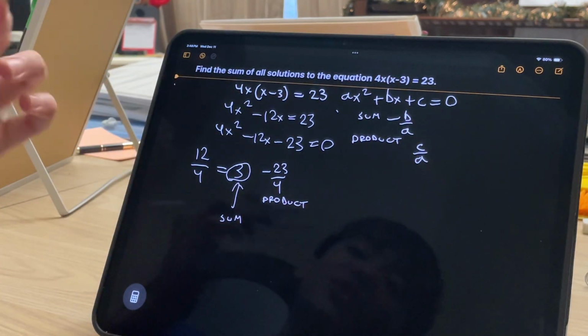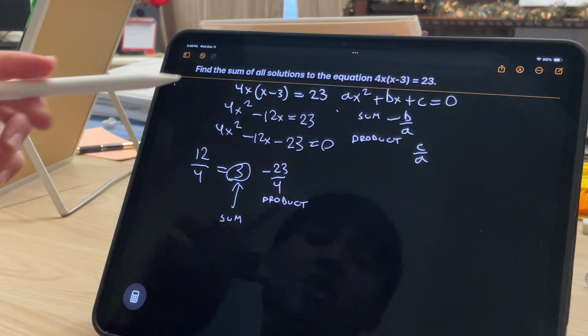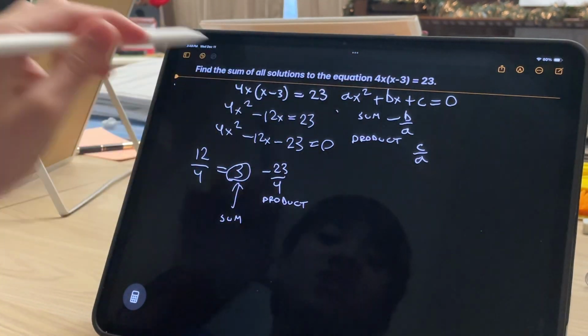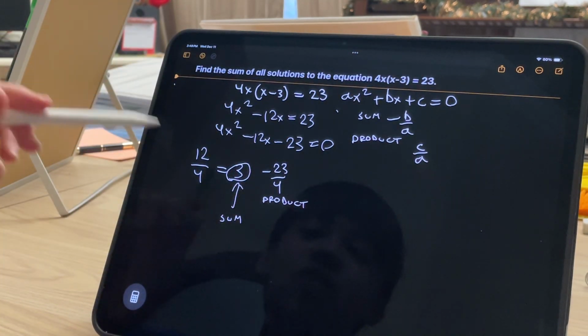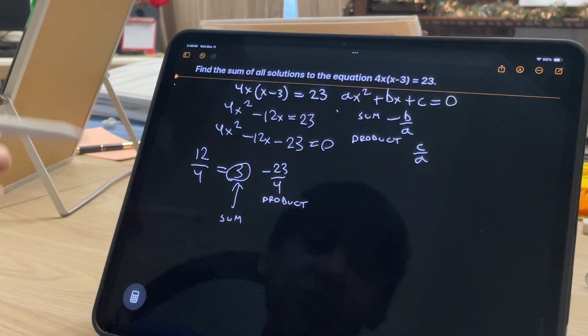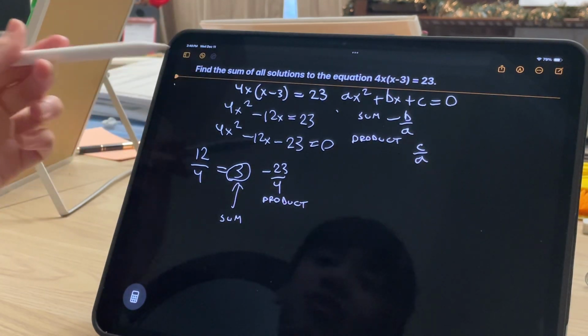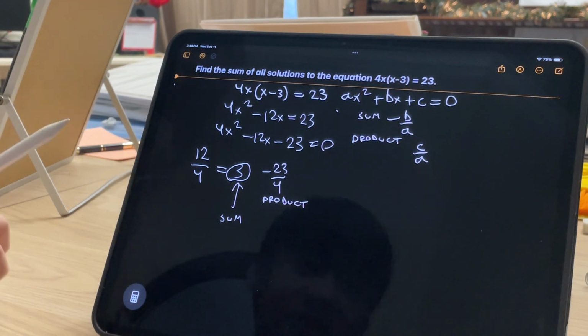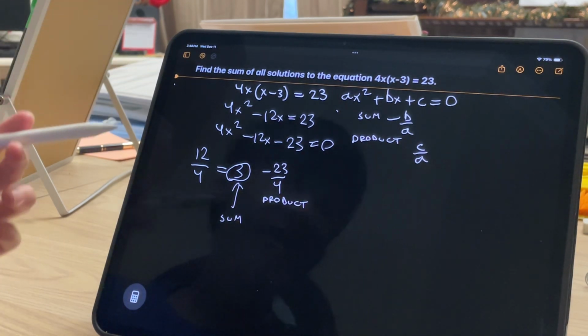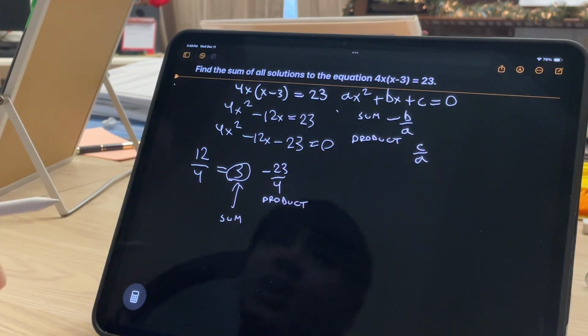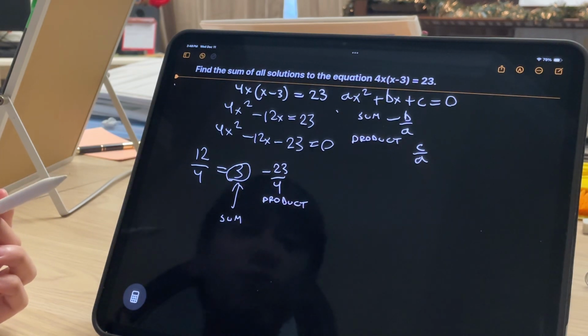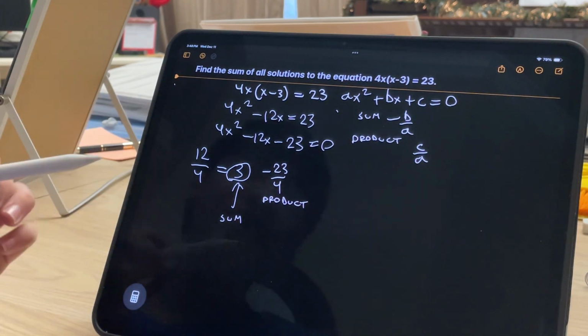So in summary, what we did here is we first manipulated this strange-looking equation into a quadratic equation we knew how to solve, so that we could then apply the sum and product rules to find the sum of all solutions. Alright, that's pretty much it on this question from AoPS's Algebra 1 homework, factoring quadratics and finding the sum of solutions.